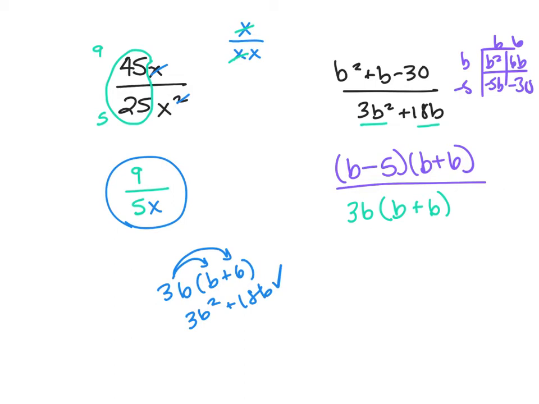Once we factor it, now we can go and reduce. So if we look at this, there's a b plus 6 on the bottom and the top. Since that entire factor is exactly the same, it can be canceled out. So this one reduces to b minus 5 over 3b. We cannot do anything with the b on the top and the bottom there because of that minus 5. So it only works if the whole factor in itself is the same.